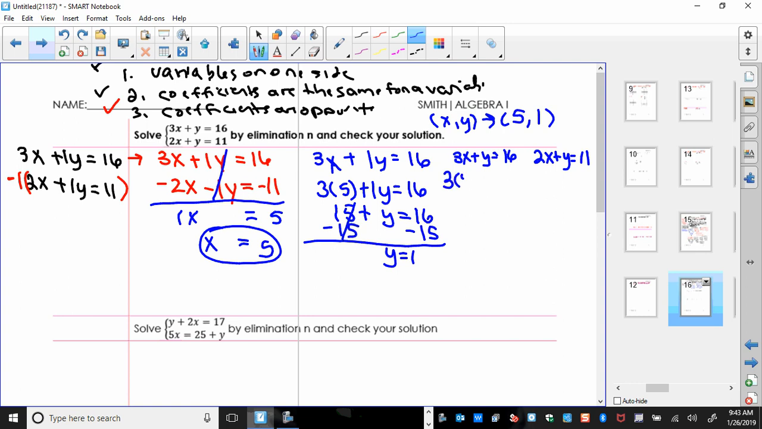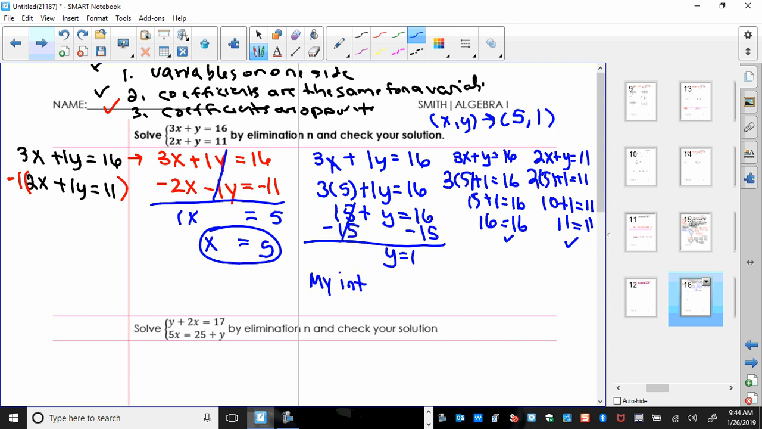So it's 3 times 5 plus 1 equals 16. Is 15 plus 1 equal to 16? Yes, this is true. Now, is 2 times 5 plus 1 equal to 11? Is 10 plus 1 equal to 11? Yes, this is true. So I can go and write my answer. My solution is, we're going to say my intersection is x comma y mapping onto 5 comma 1.